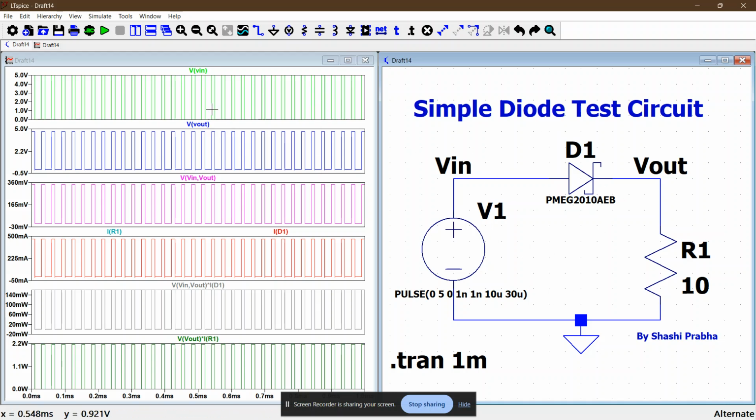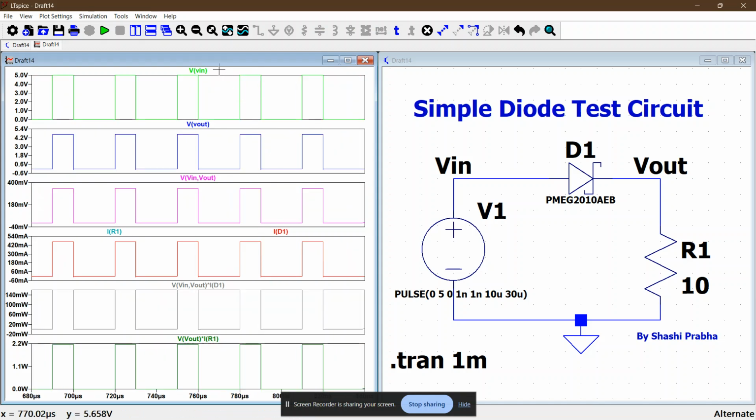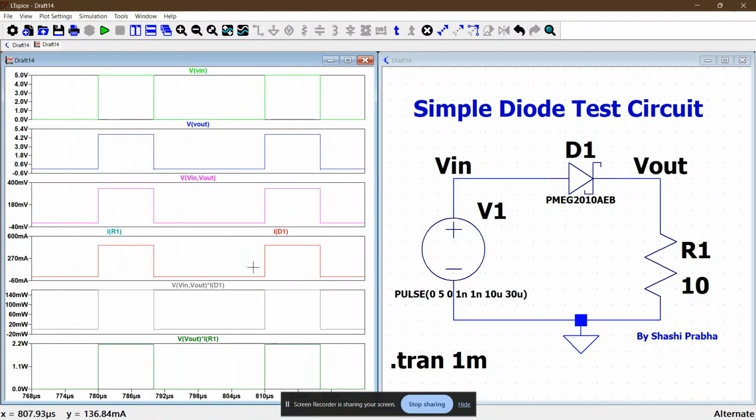Now if we see the waveforms, this is the voltage I am applying. I will zoom in on the waveforms a little bit more. Here the pulse is on, and at that time we are getting an output of 4.7 volt. And the difference between V in and V out is the voltage drop across this diode. So this is the voltage drop across this diode.